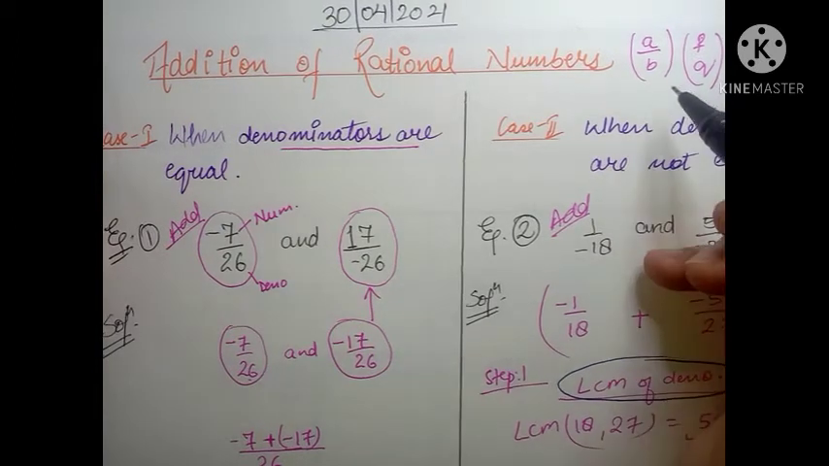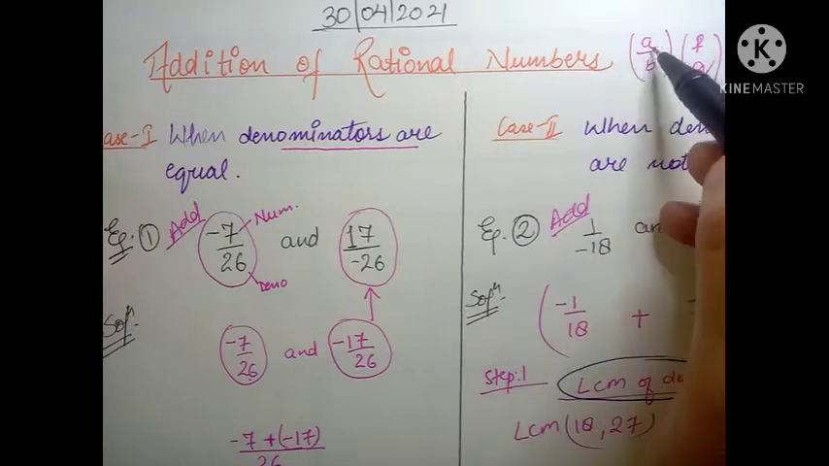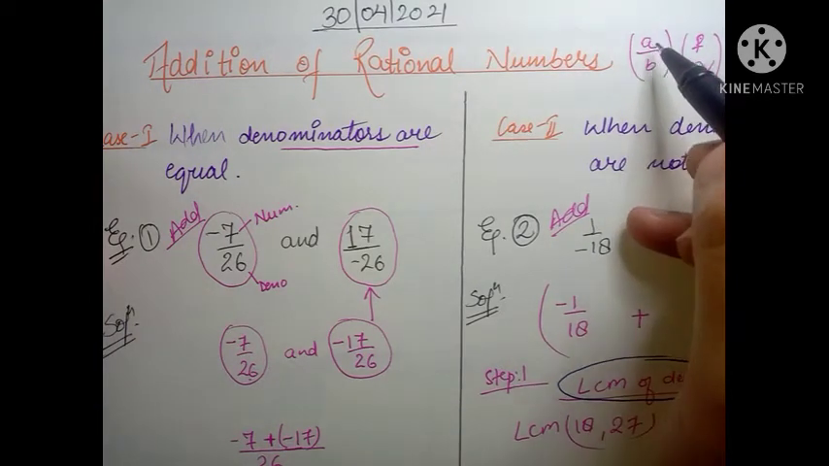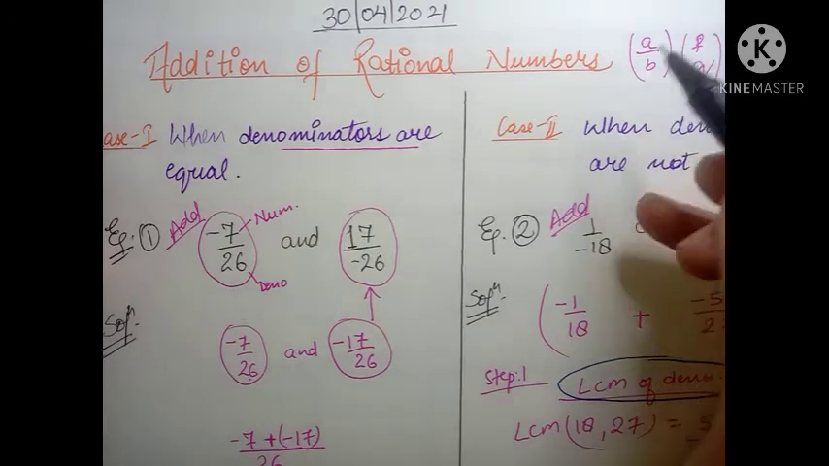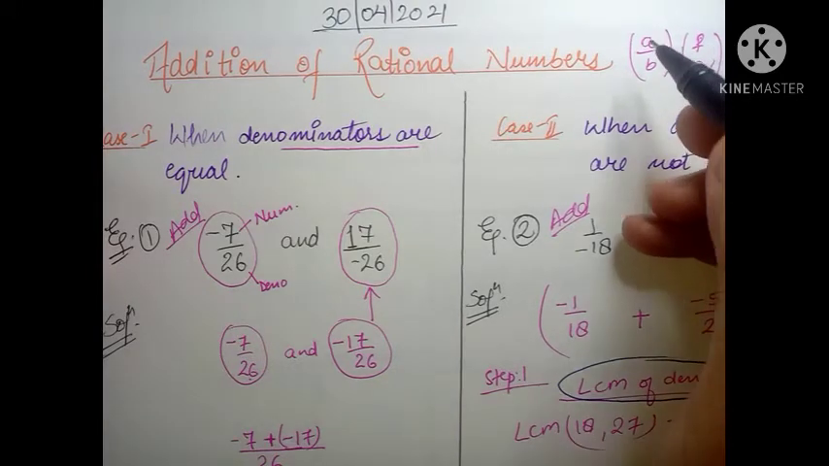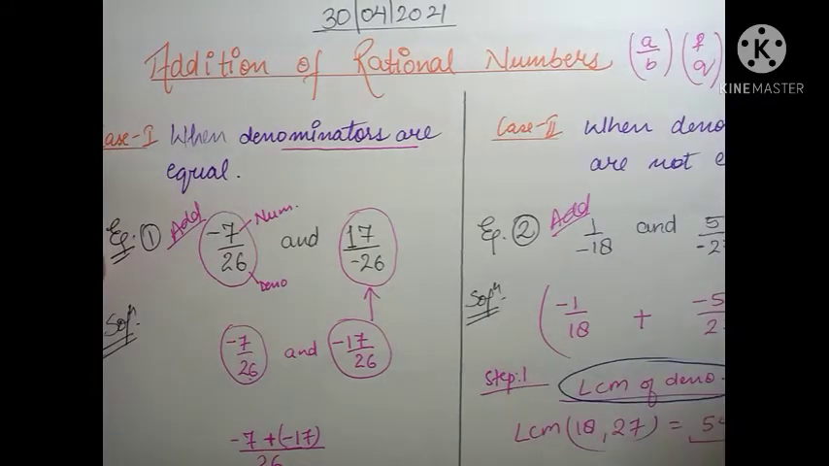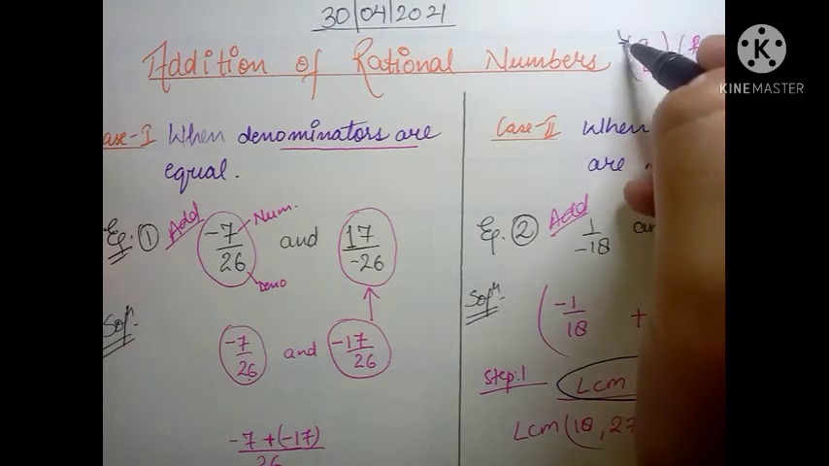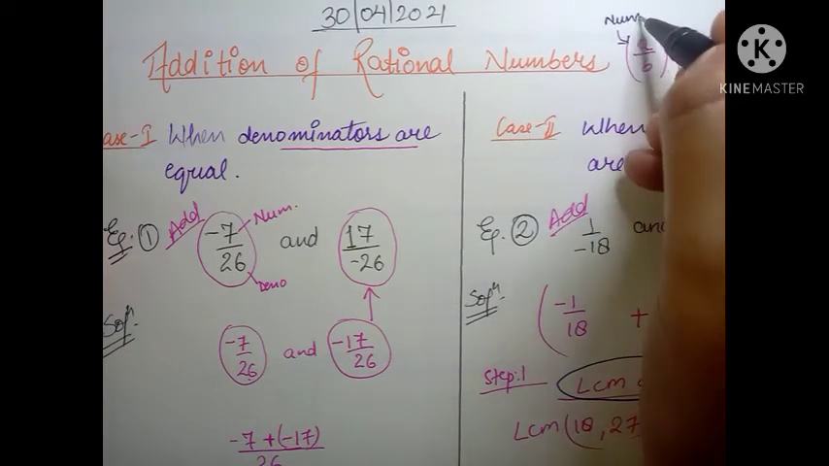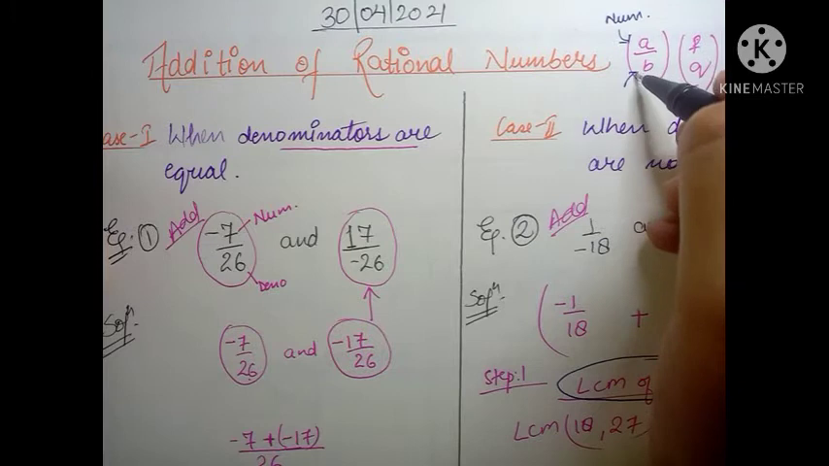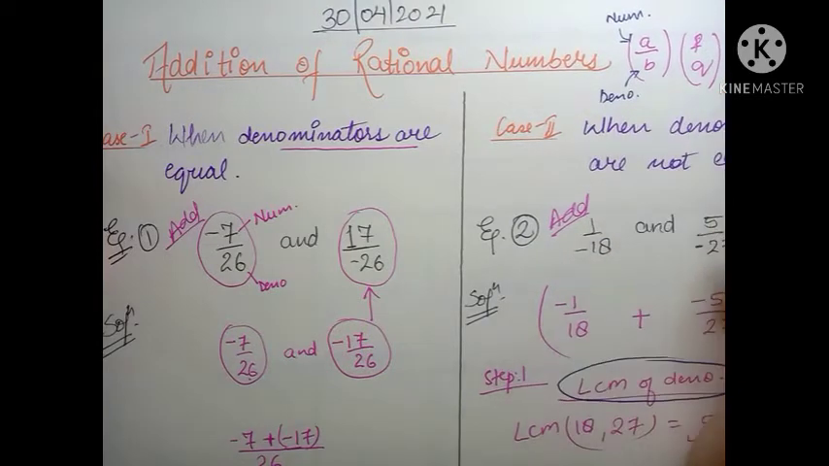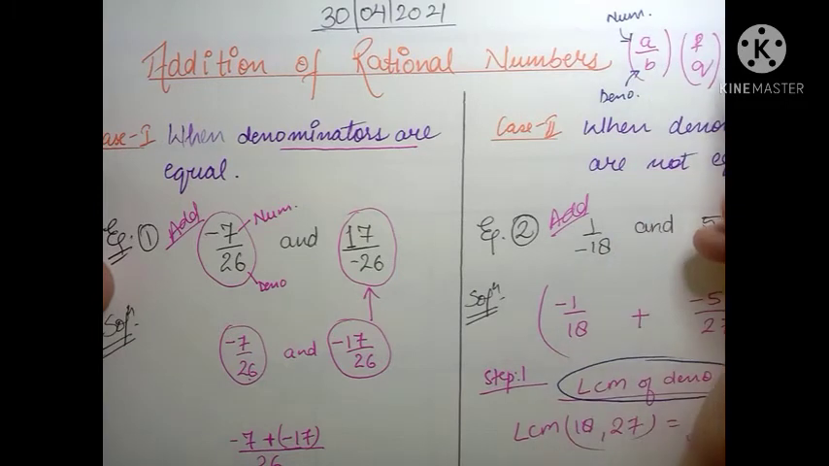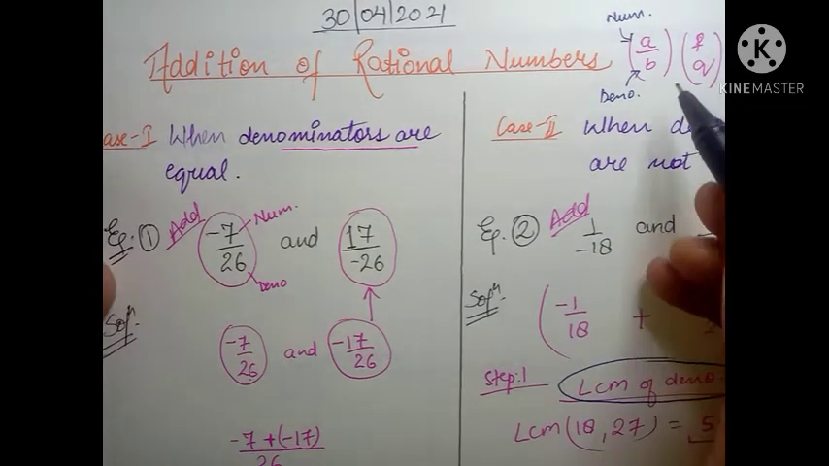So, we know that a rational number looks like a upon b, or p upon q. This kind of rational number has a numerator and a denominator. Now, what are numerators and denominators? I have explained this very well in the previous videos. Let's take a quick review: if you are writing a upon b, the number written above is called the numerator and the number written below is called the denominator. That's it, nothing else.